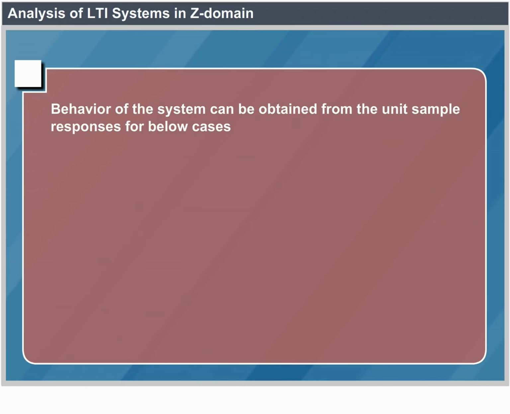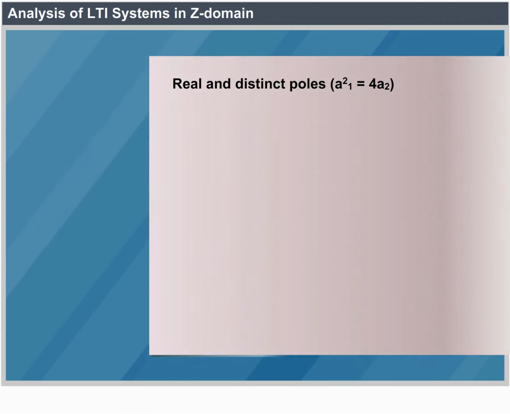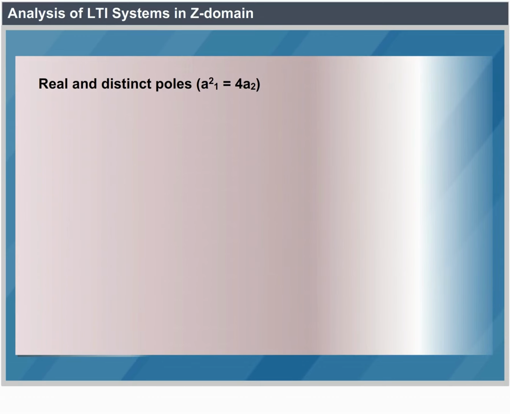Behavior of the system can be obtained from the unit sample responses for the below cases: real and distinct poles, a1 square greater than 4a2; real and equal poles, a1 square equal to 4a2; complex conjugate poles, a1 square less than 4a2.